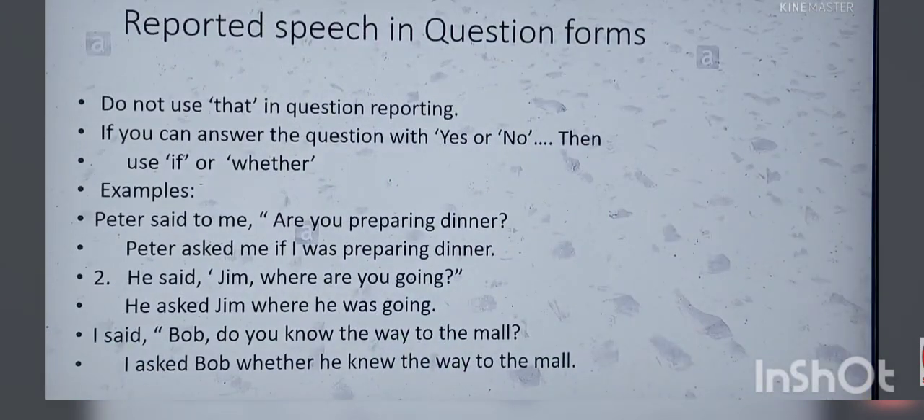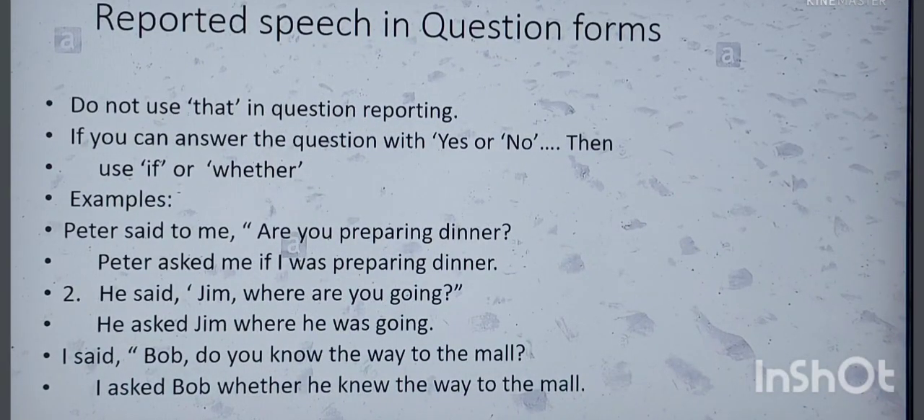And now we look at the reported speech in question forms. Questions. Here I want you to remember, do not use that word that in question reporting. Don't use it. And if you can answer the question with a yes or no, then you can use the words if or whether. Okay, we look at the example, then we'll understand better. And if you cannot answer the question with yes or no, then you look at the verbs carefully and change accordingly.